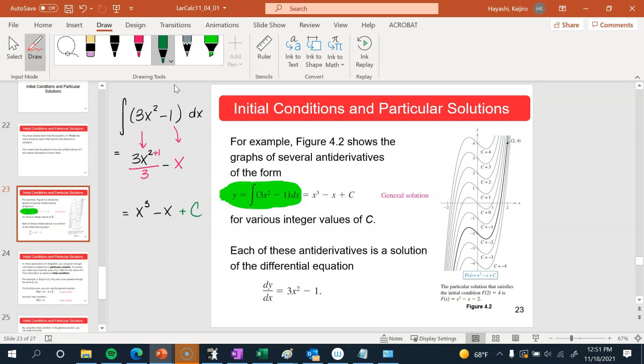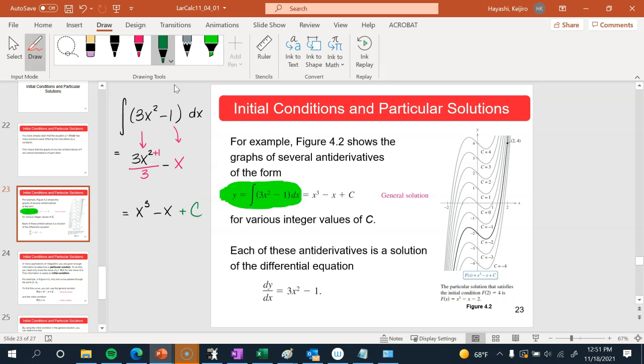Infinitely many equations, some of which are depicted here. That top one there is x cubed minus x plus 4, and immediately below that, x cubed minus x plus 3, x cubed minus x plus 2, x cubed minus x plus 1, x cubed minus x minus 1, and so on and so on.